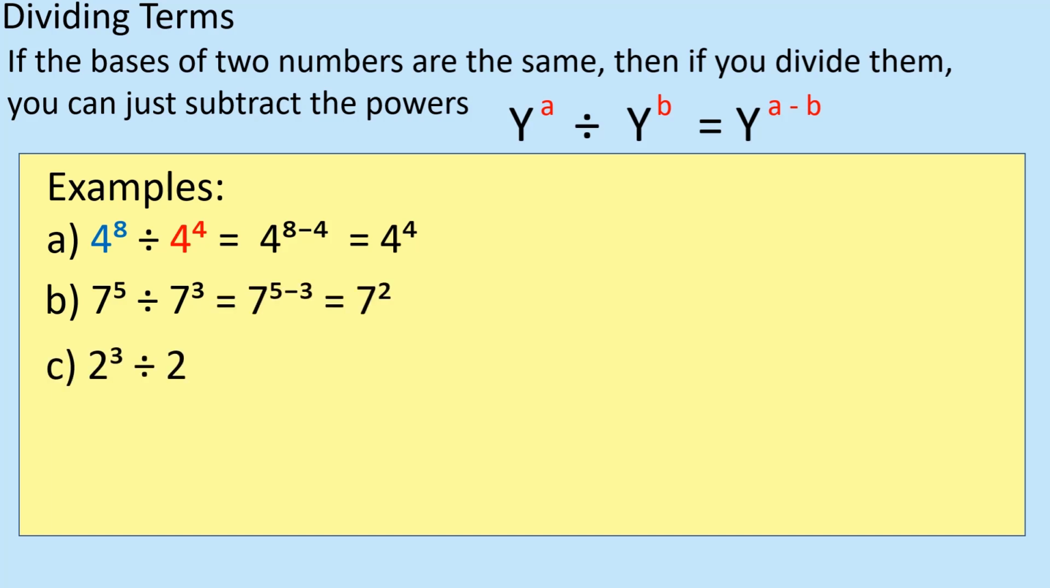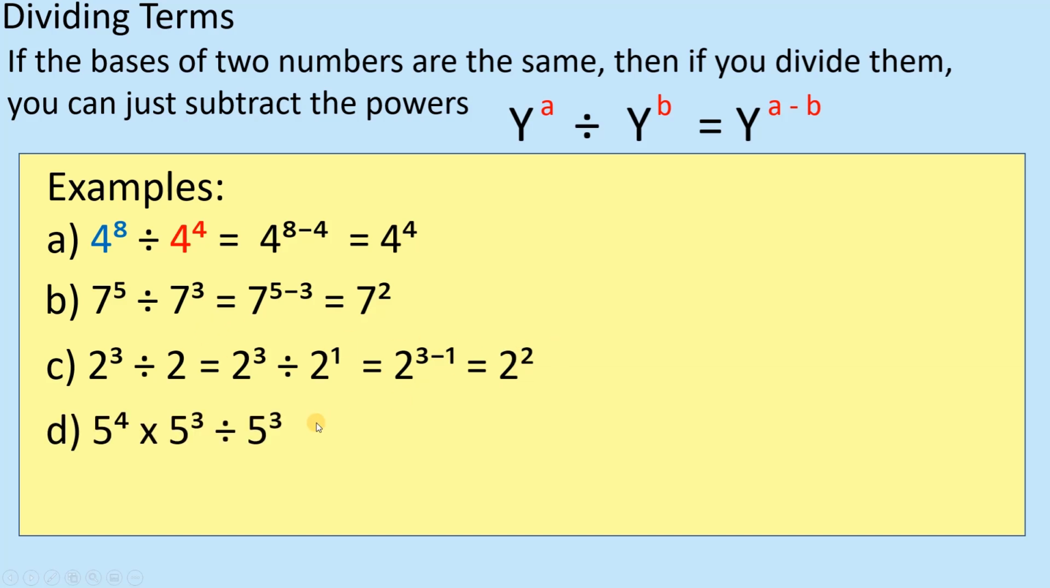And then if we've got 2 cubed divided by 2, I mentioned this one a minute ago, that has a little 1 which is missing, so it's 2 to the 3 divided by 2 to the 1, which is equal to 2 to the 3 take away 1, so it's 2 squared. A lot written there, isn't there? And then two more. Keep your eye on me interchanging it a little bit. So you've got 5 to the 4 times 5 to the 3, which is 5 to the 7, divided by 5 cubed, which is going to be 5 to the 4.